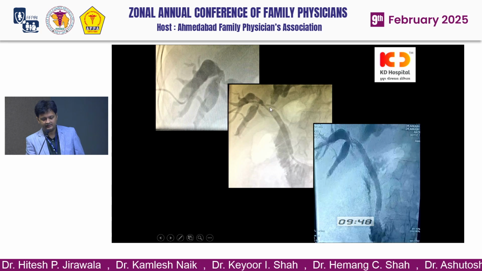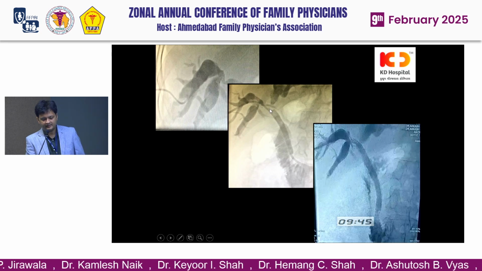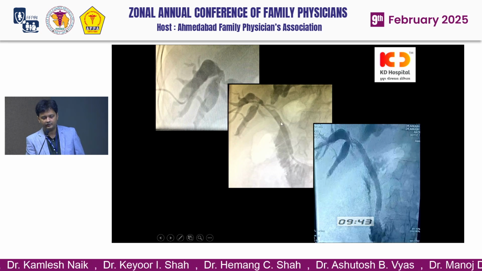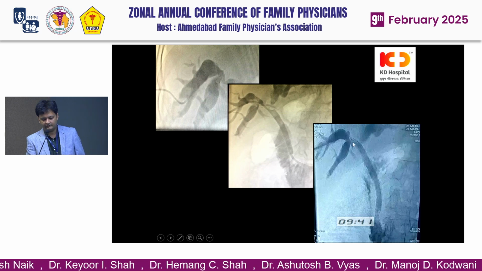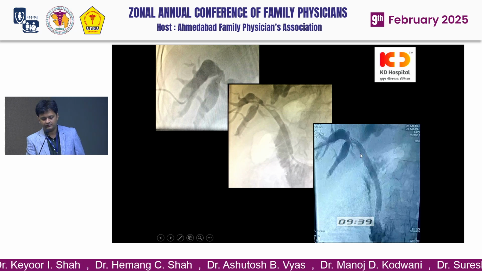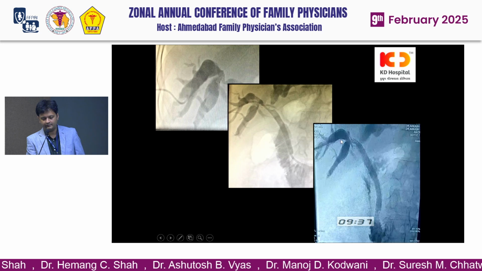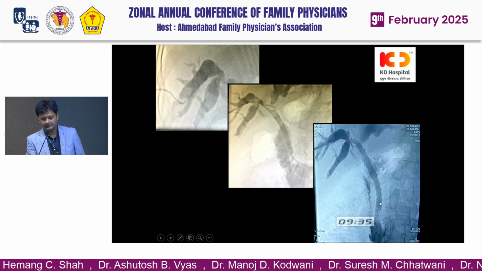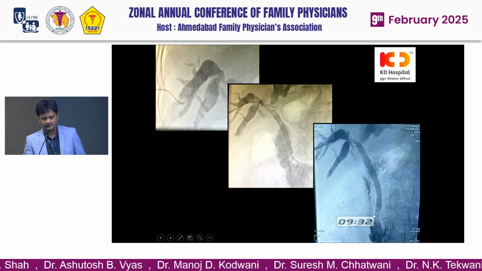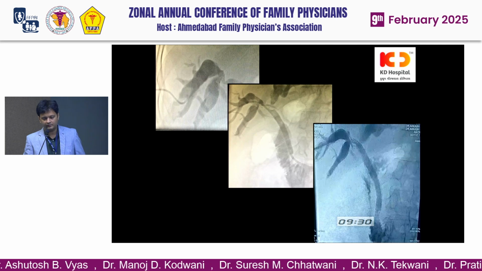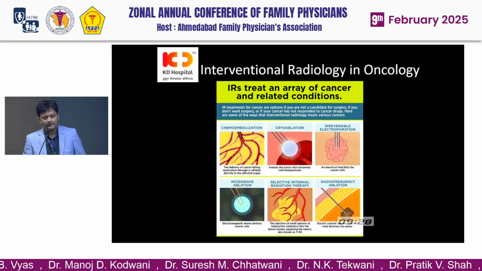Here you can see the stricture part, and once we pass the stricture, we can easily put a stent across it. This is the image where we have put the stent across the stricture, and now the bile is moving freely from the intrahepatic biliary radicals into the CBD and then into the duodenum. So now the obstruction is gone, and the bilirubin level will come down.